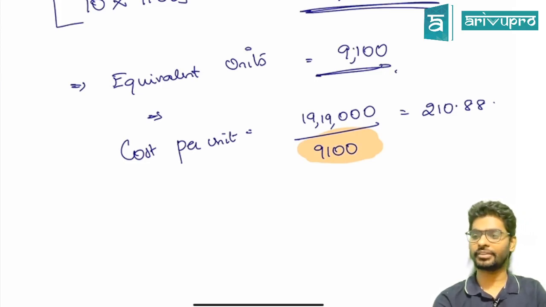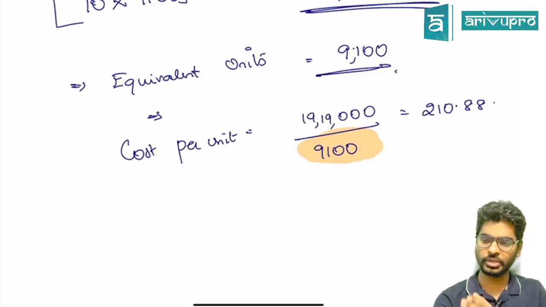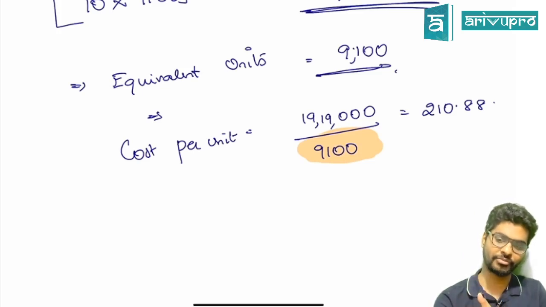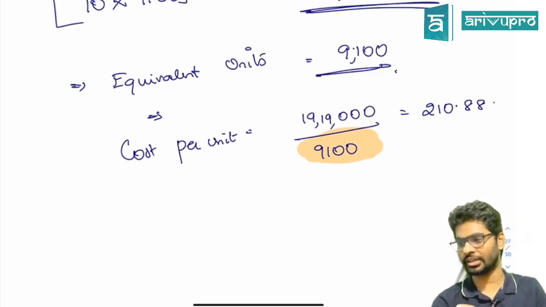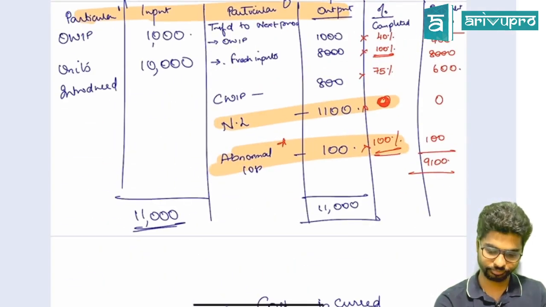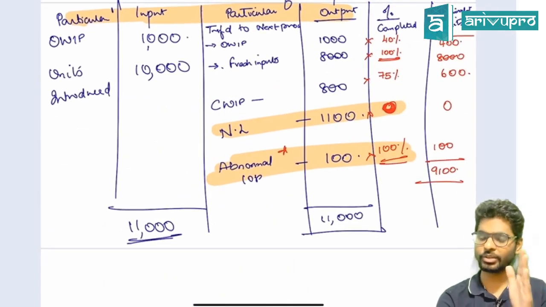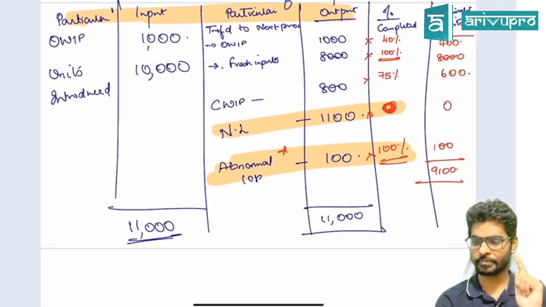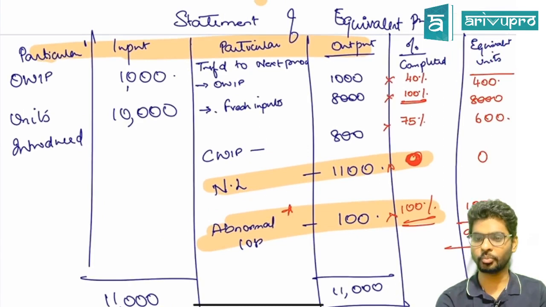Till here, whatever I have done, I'll repeat it once because you need to understand it very clearly, because students generally have this habit of getting confused between the FIFO and the weighted average. So I'm just going a little slow with regards to it. Now see here, in my step 1, I took the statement of equivalent production. Now under the statement of equivalent production, my challenge is what? To make sure that the input matches with my output.